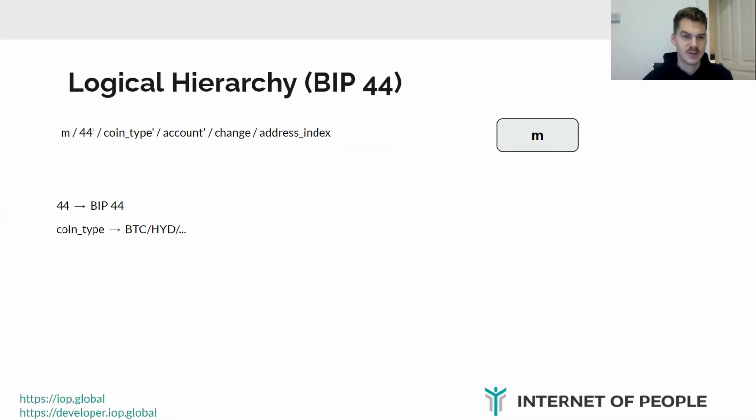Next, you have the coin type. This is interesting because ideally you want one secret or one key vault for different assets and different funds. In order for this to work, you need some way of specifying which key belongs to which fund or which asset, and this is exactly what this coin type field's purpose is. Here, for example, you could specify that this key belongs to Bitcoin or Hydra or some other asset.